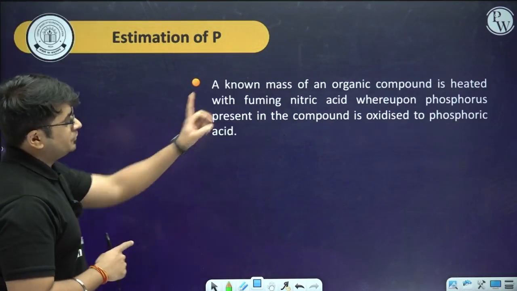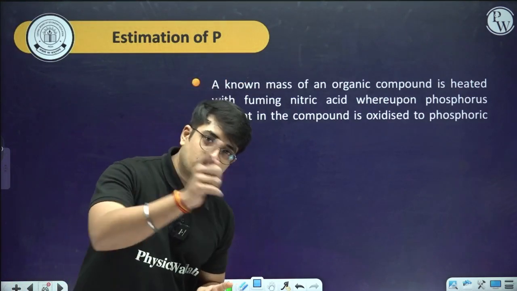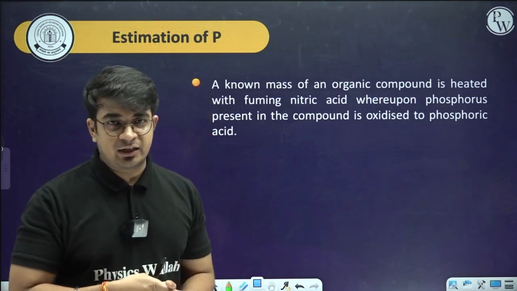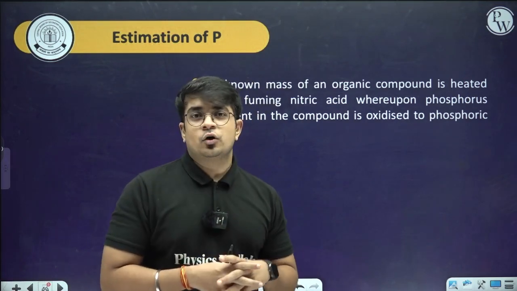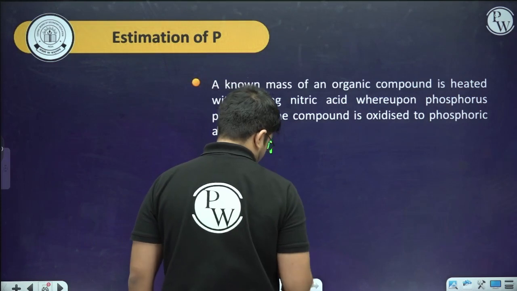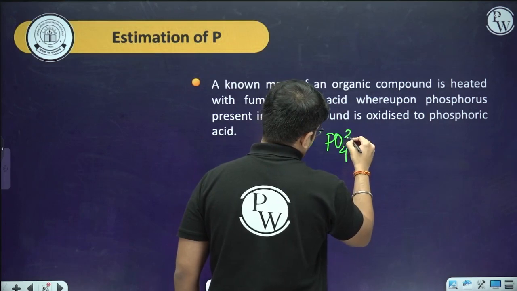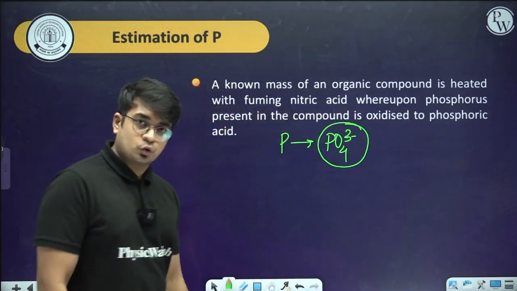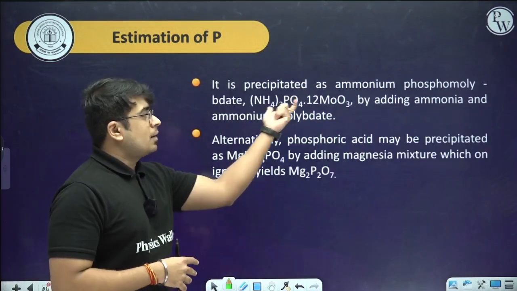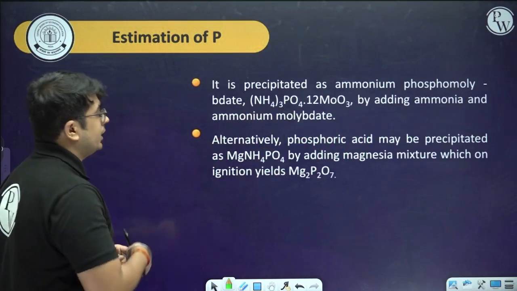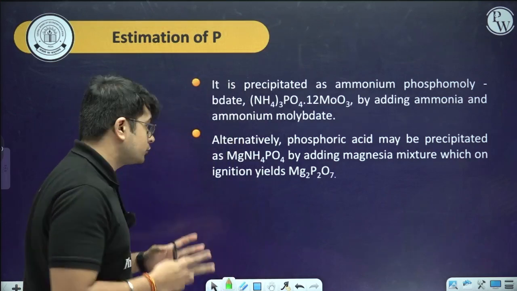if I talk about the last part, this test we already know, we are talking about the estimation of phosphorus. I'm going to use the same type of test. I'm using the oxidizing agent, either sodium peroxide or hydrogen peroxide or fuming nitric acid, because I need to convert whatever phosphorus we have, that entire part, into phosphate ion so that it can react with ammonium molybdate. I'm going to use the same type of reagent, ammonium molybdate, and eventually it's going to be converted into ammonium phosphomolybdate. It's going to form a precipitate, which is ammonium phosphomolybdate.